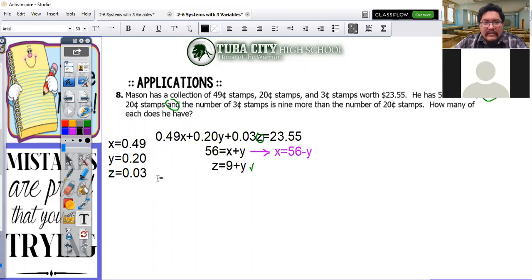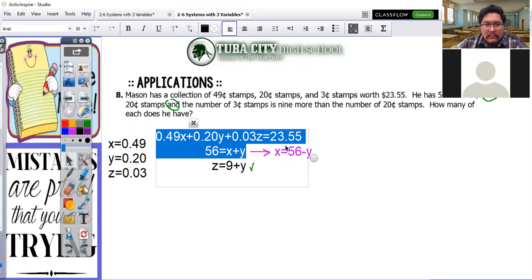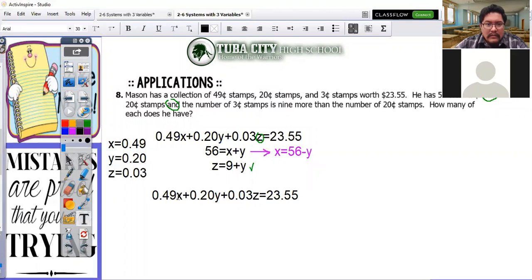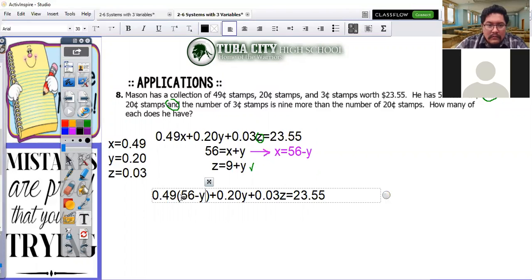And what this allows me to do is it allows me to plug in to this top one. So we know that X is going to be 56 minus Y. Right, and I'm going to color code it just so it's a little bit easier to pick out. And then Z here is going to be on the bottom one, the bottom equation. We know that Z is equal to 9 plus Y.